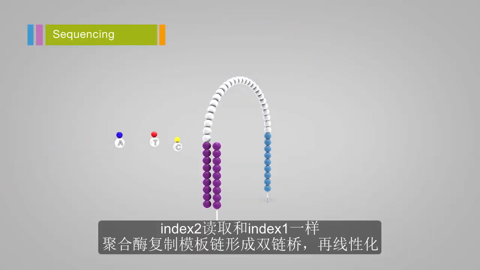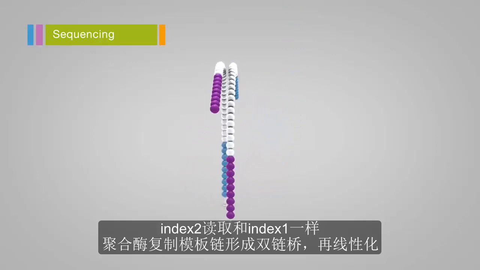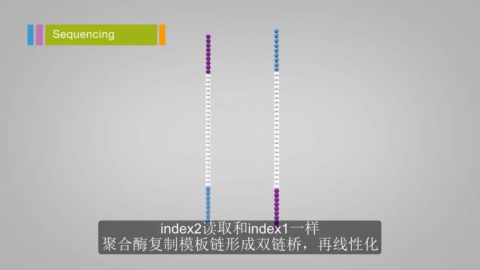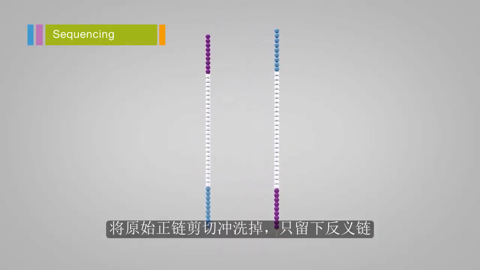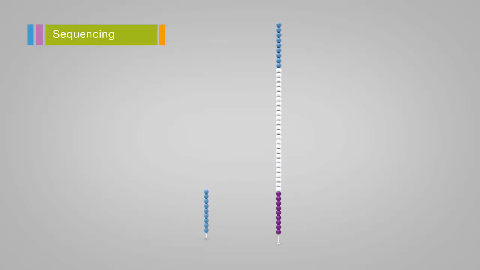Index 2 is read in the same manner as Index 1. Polymerases extend the second flow cell oligo, forming a double-stranded bridge. This double-stranded DNA is then linearized and the 3' ends are blocked. The original forward strand is cleaved off and washed away, leaving only the reverse strand.